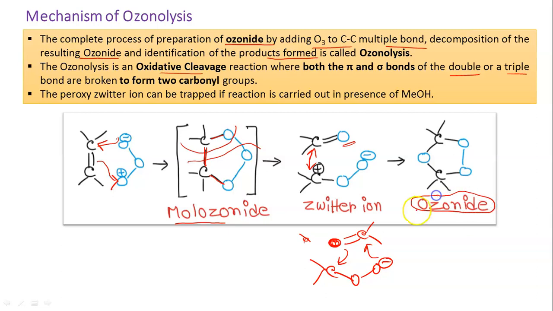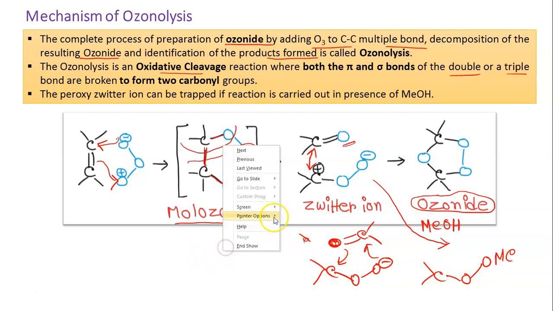So ozonide is comparatively more stable compared to molozonide, and this Zwitter ion, we can also prove its presence. How? If you add methanol in the medium, then we can isolate OMe. Okay, so this will prove that there is formation of Zwitter ion. Sorry, I have drawn the wrong structure.